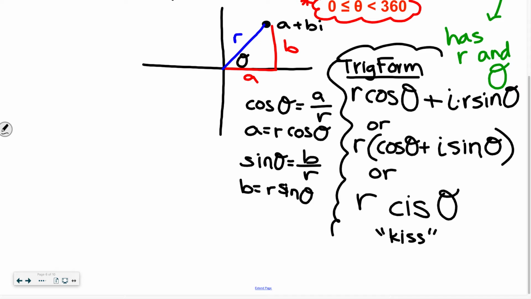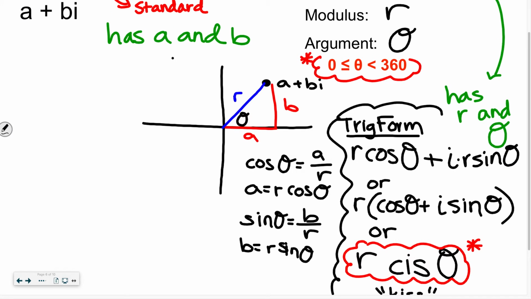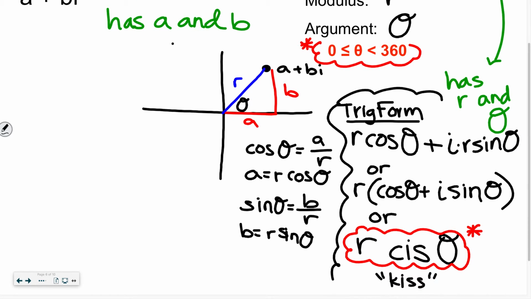R cos theta. So I'm going to put that one in. A special bubble. Okay, I like that one. So that'll be how I'm going to get it into trig form, or that is what trig form is.